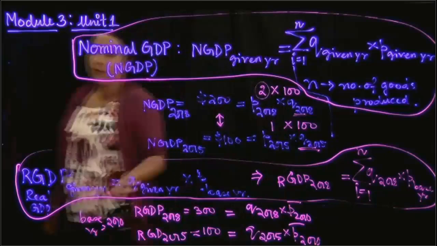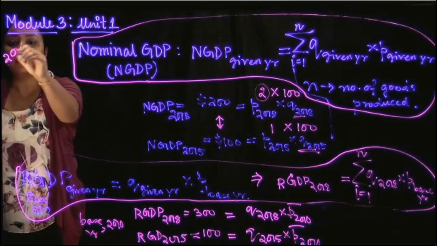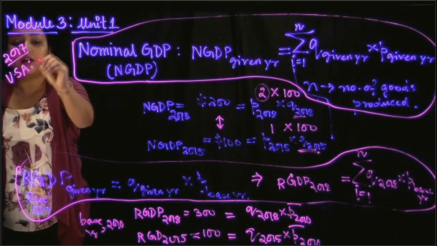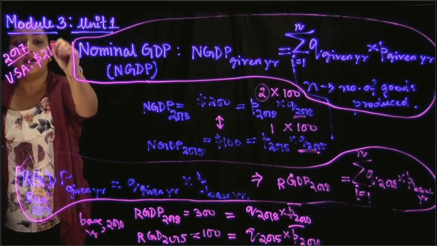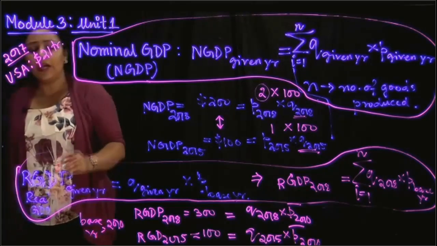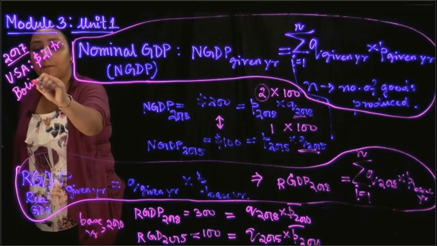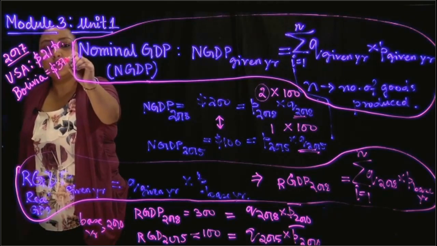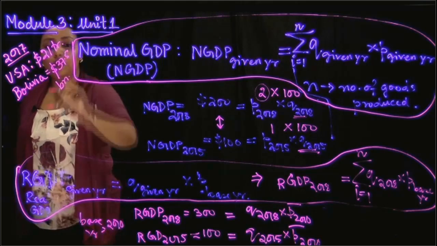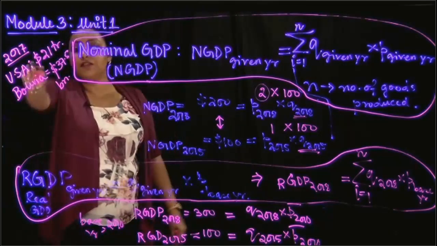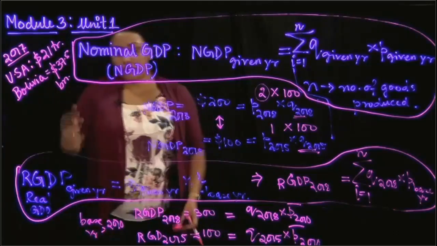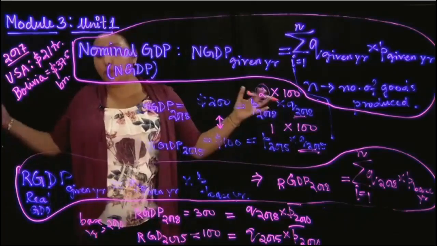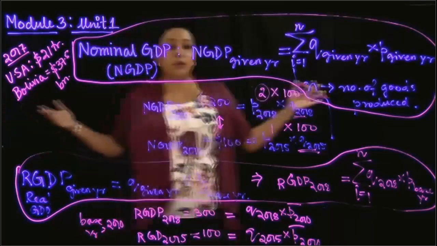For example, I will give you some numbers. In 2017, the GDP of USA was roughly $21 trillion. For Bolivia, it was about $37.5 billion. So if you look at just the numbers for GDP, you will say, okay, US is a much bigger economy than Bolivia, so US is growing more than Bolivia and US is prospering more than Bolivia.